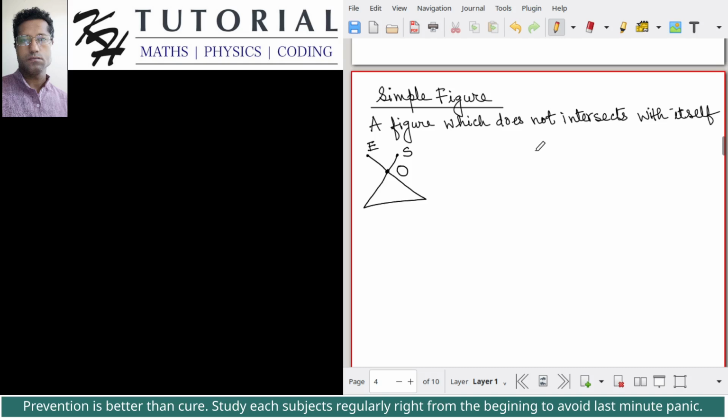let's say, I am drawing a figure. I will start from the point S. So this is the figure I am drawing. As you saw, I started at the point S and I also ended at the point S. That is, the starting point and the end point are the same. And also, as you can see, at this point O, the figure is intersecting with itself.